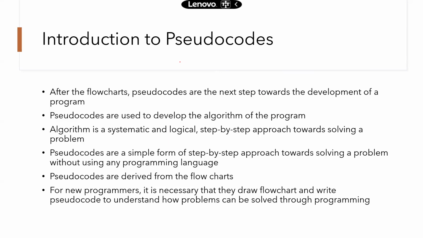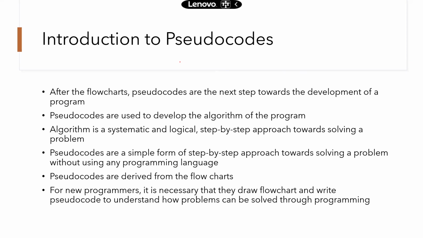Okay, so next is the introduction to pseudocodes. Now that we have ended up with the flowcharts, we can proceed towards pseudocodes. Pseudocode is basically a representation in simple language, majorly English, of how we have to solve the problem. So let's go through these bullet points so that we can understand what a pseudocode is.